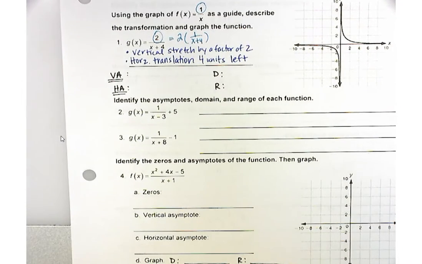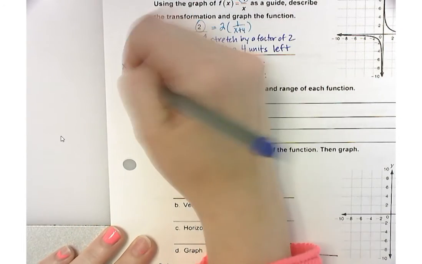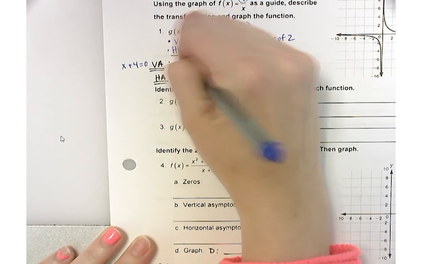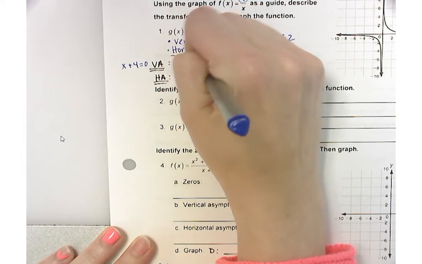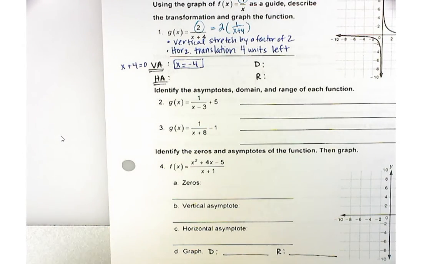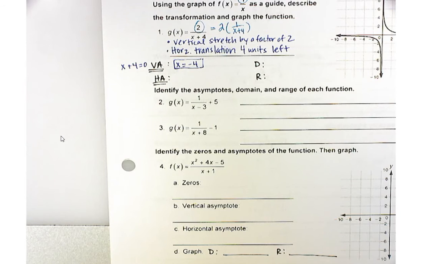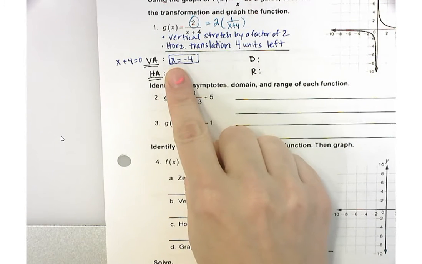Your vertical asymptote you find by setting the denominator equal to 0 and then solving for x. So if x plus 4 equals 0, that means x equals negative 4. With your asymptotes, you need to have x equals, or I will take points off.